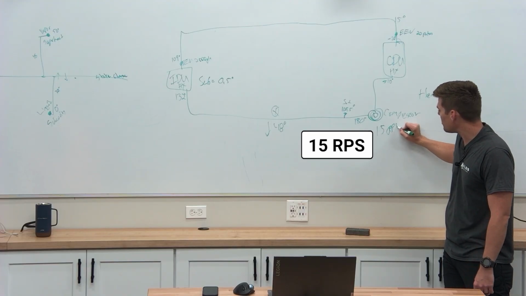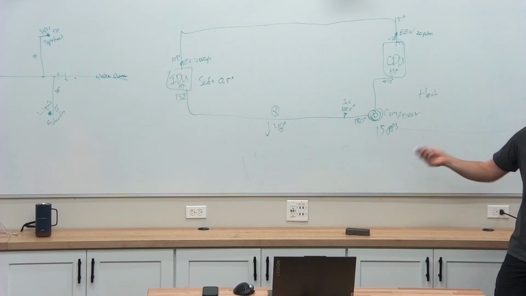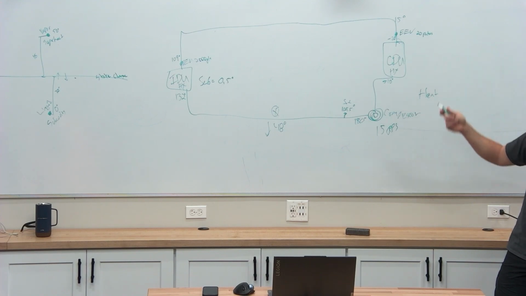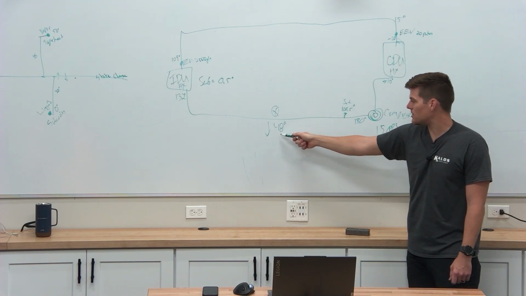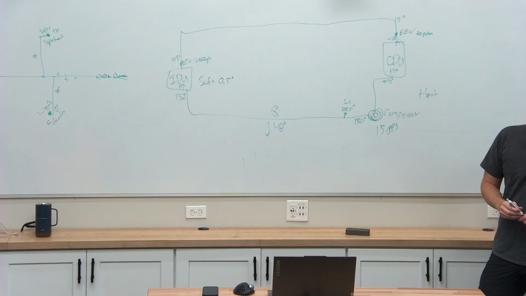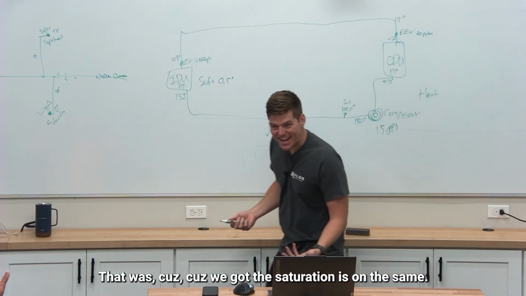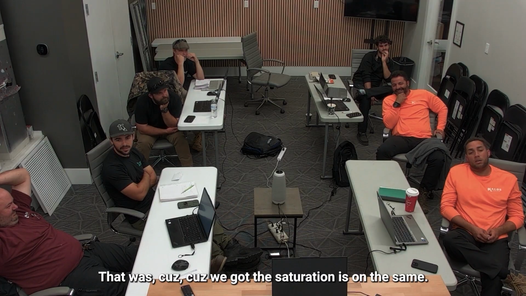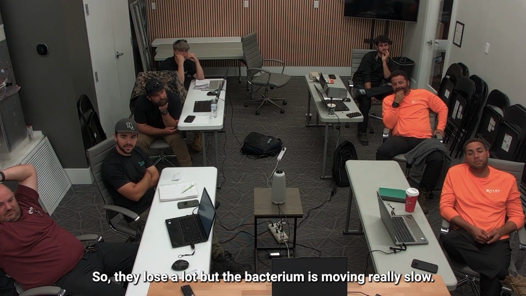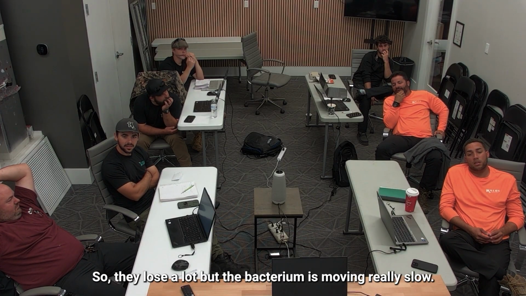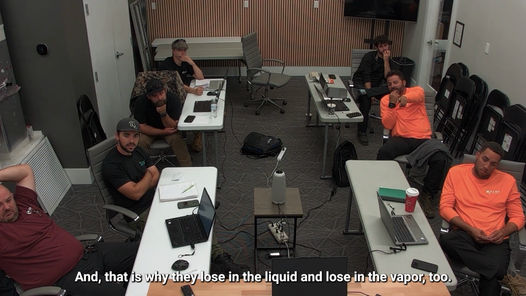You can almost figure it out yourself, right? If this looks like this and this looks like that and that looks like that, what do we know about this giant temperature exchange here? It's just refrigerant moving really slow. Yeah, because now you got it, the saturation is on the same. So they lose a lot, but the refrigerant is moving really slow. And that is why they lose in the liquid and lose in the vapor too.